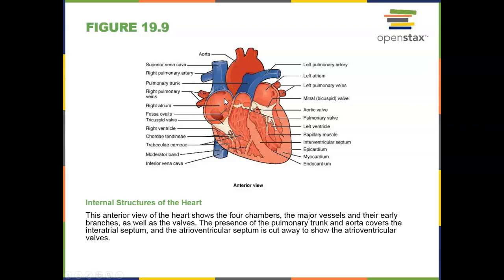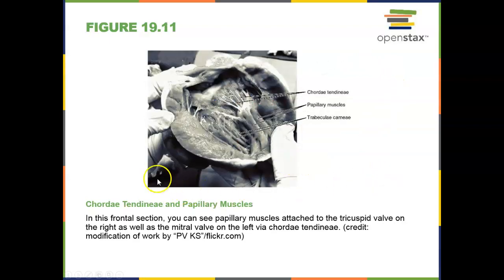There is an interatrial septum that we don't really see here, but what you can see is another remnant, known as the fossa ovalis. It used to be a hole called the foramen ovale that allowed blood to move from the right atrium to the left atrium during, again, fetal development, because during that time we are not getting oxygen from our lungs, we're getting it from the placenta.